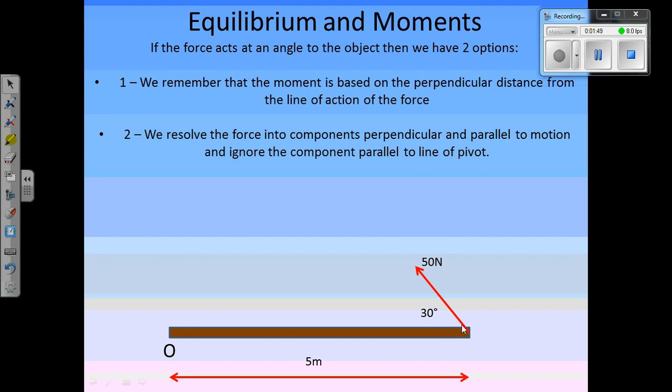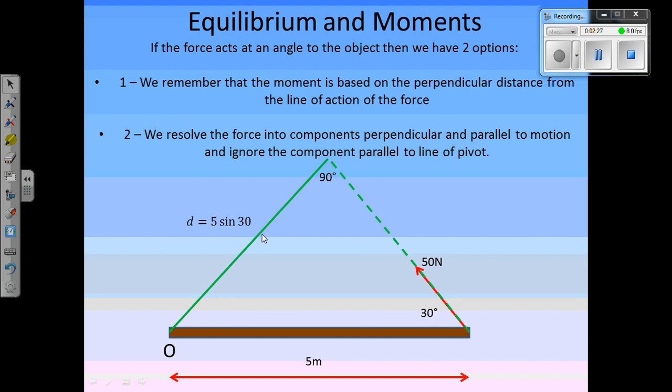If we extend the line of action of that force, what we're after is the perpendicular distance, so we're after that length there. That's perpendicular, it's 90 degrees, so we've got a right angle triangle here. This distance is going to be, well, the hypotenuse is 5, it's the opposite of the angle, which is 30 degrees. So that distance there is going to be 5 multiplied by sine 30.